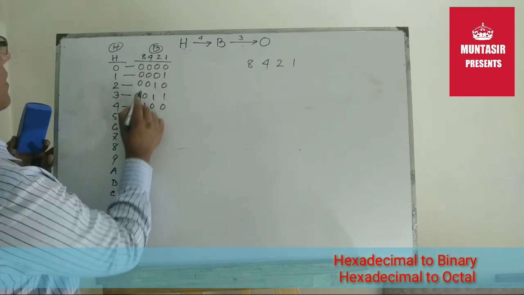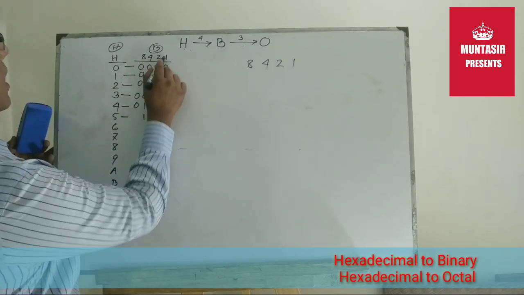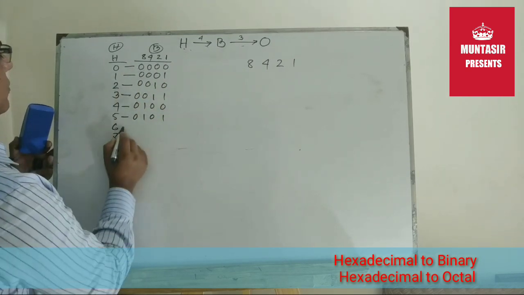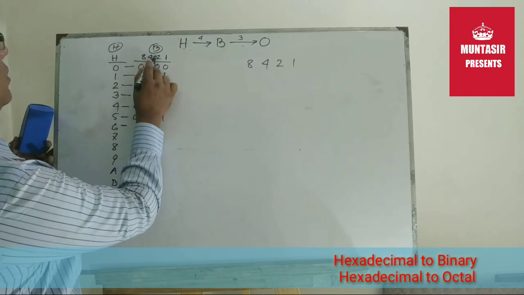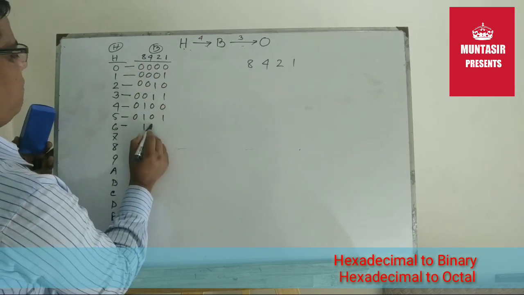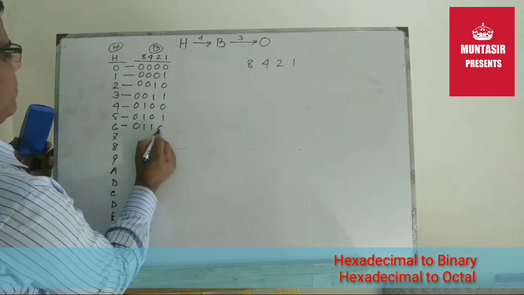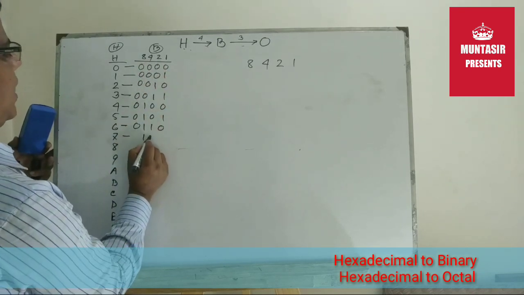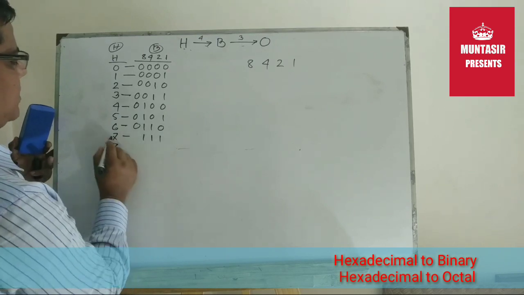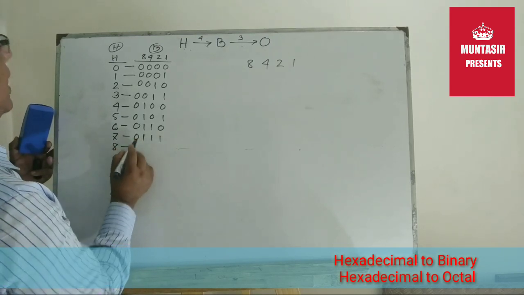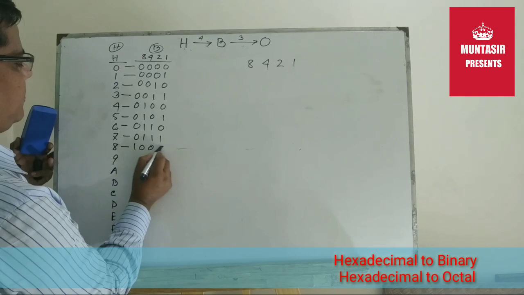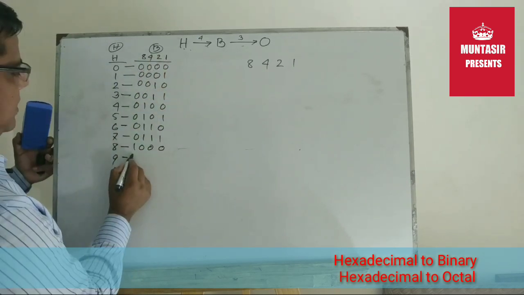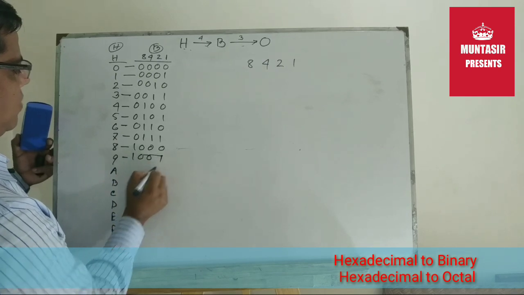For 5, 4 and 1 make 5, and the others will be 0. For 6, 4 and 2 make 6, and the rest is 0. For 7, 4 and 2 and 1 make 7, and the rest is 0. For 8, 8 and 0, 0, 0. For 9, 8 and 1 make 9: 1, 0, 0, 1.